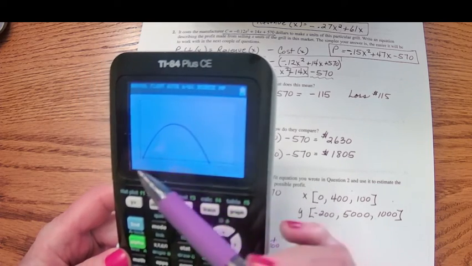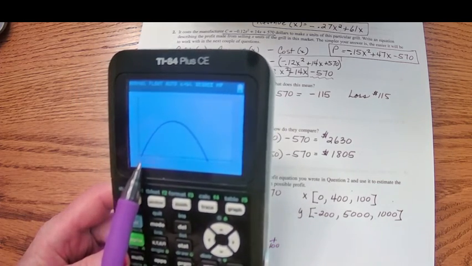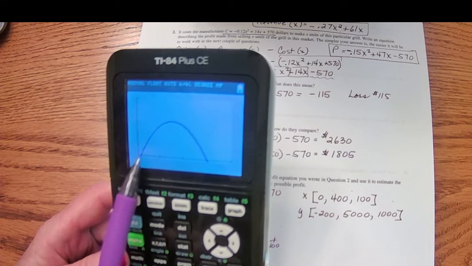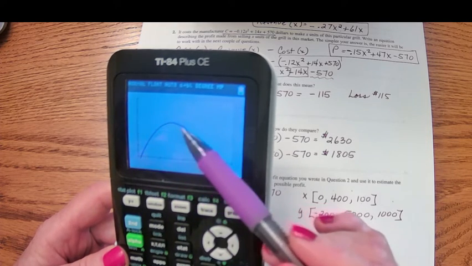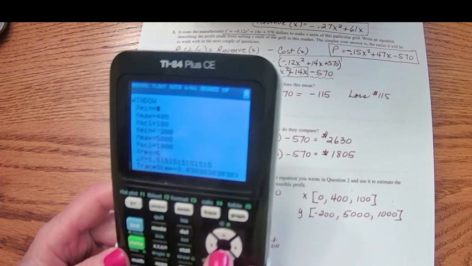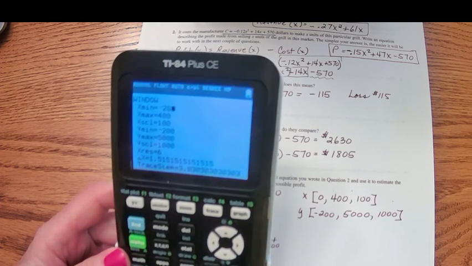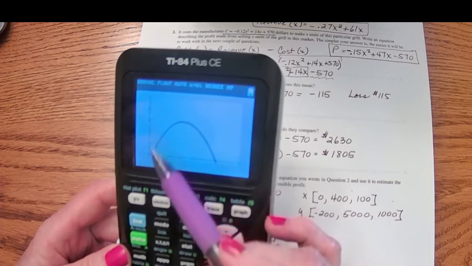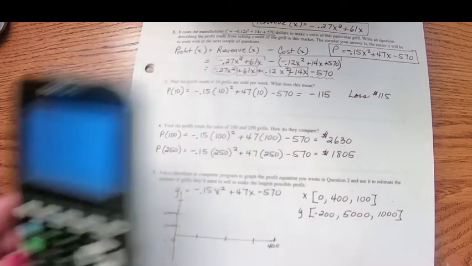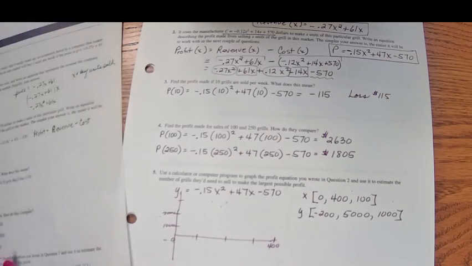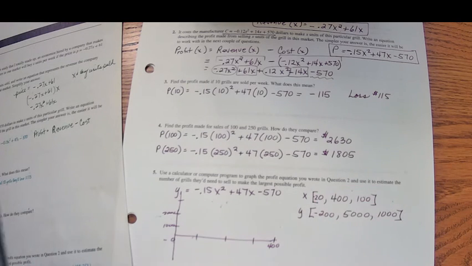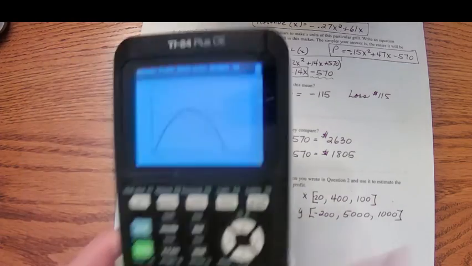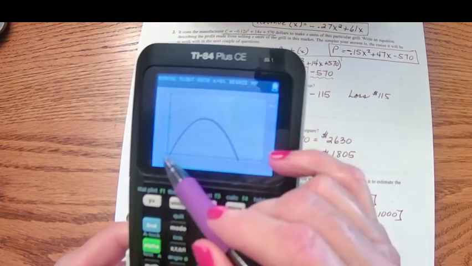This is my profit. So I can actually lose some money here, or if I sell more than this, whatever number this is right here, I can lose money. I'm going to actually change my X min to something where I can see the ticks. Here we go. We'll change that X min to negative 20, so we can see the ticks along the axis there. Okay, so 1,000.